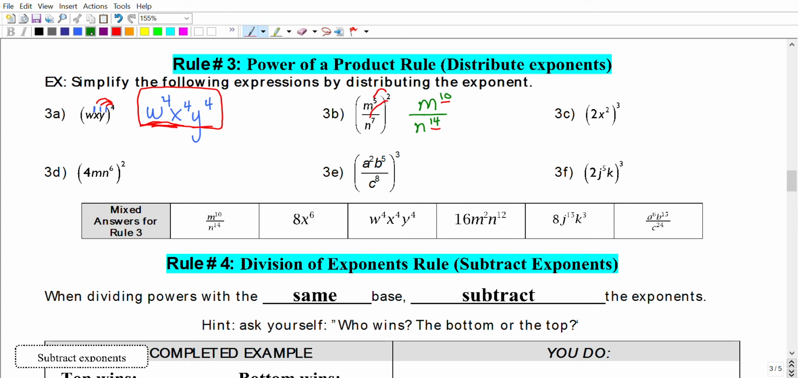Okay? All right. The only thing that I'm going to give you for part C is this. That 2, just like the variables, also has an exponent, and it's just a 1. So go ahead and try the similar process and see if you can figure out 3C, 3F, and then we'll come back to talk about it.